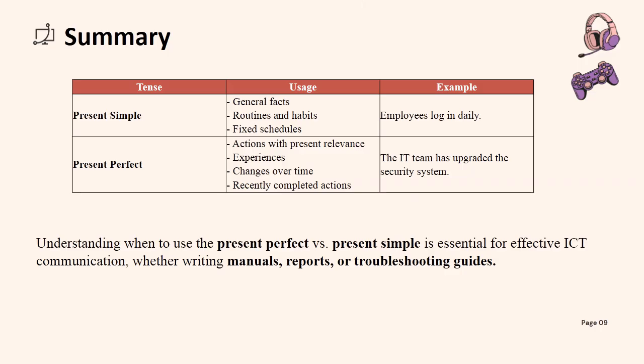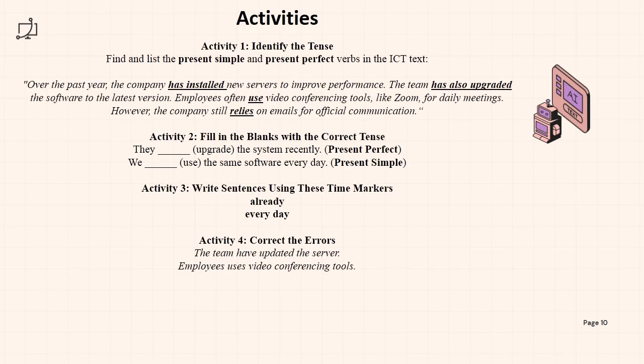To summarize everything, the present simple is used to speak about general facts, routines and habits, and fixed schedules. However, the present perfect is used to describe actions with present relevance, experiences, changes over time, and recently completed actions. So, understanding when to use the present perfect versus the present simple is essential for effective ICT communication, whether for writing manuals, reports, or troubleshooting. If you have any questions or you face any ambiguities, you can post them as a comment.